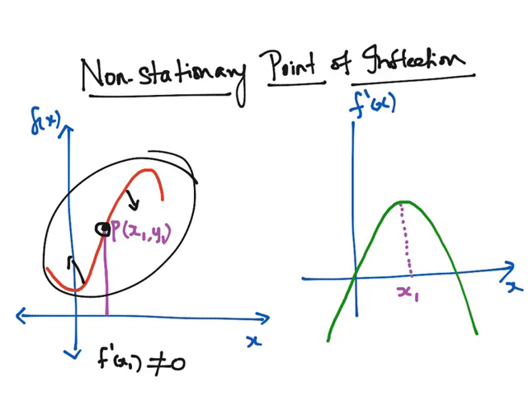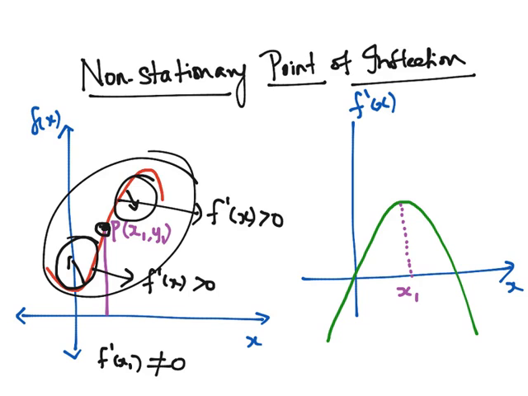But meanwhile, the concavity changes, right? Before the point, the curve is concave up. After the point, it is concave down. So this is a non-stationary point of inflection. Okay, and also one more thing: before and after the point, you can see here in this part f dash of x is positive, and here also f dash of x is positive. So what it means is, like the stationary point of inflection, even for non-stationary point of inflection, the first derivative sign does not change before and after the point.